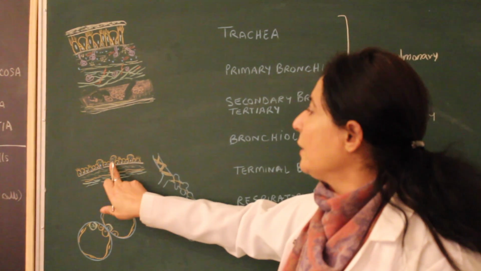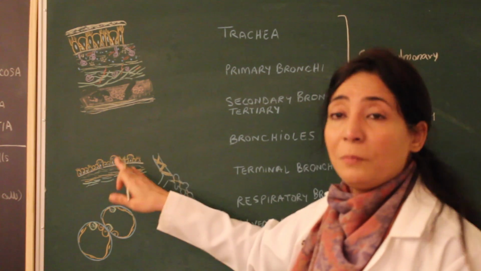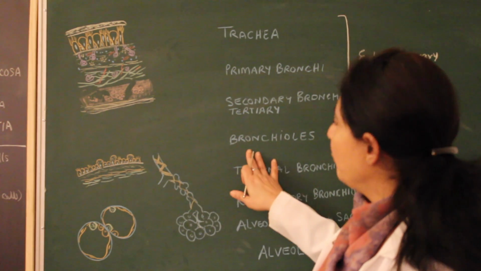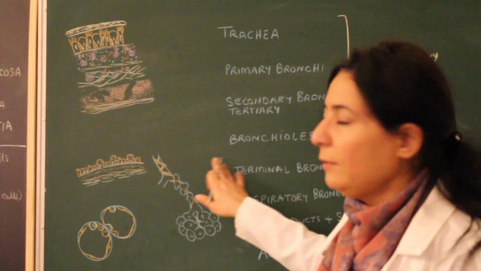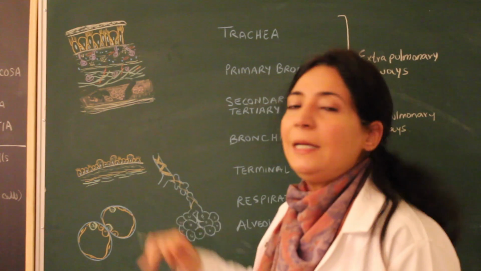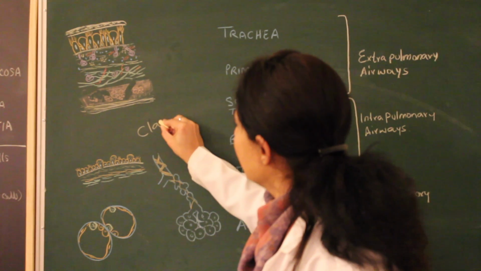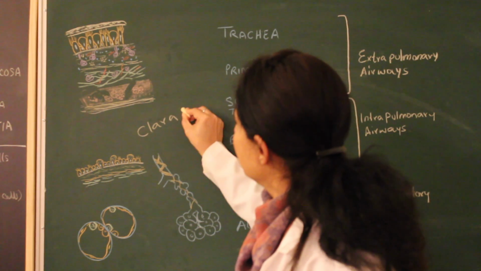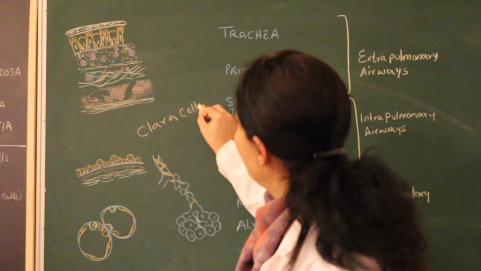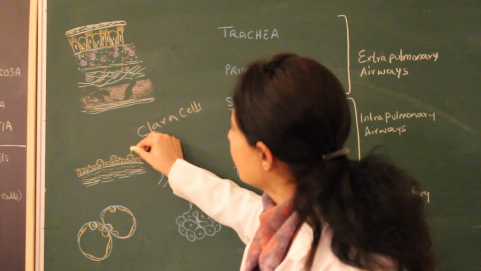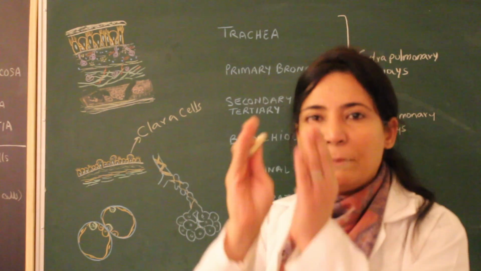Instead of goblet cells, you can see something which is populating this epithelium at the bronchiolar level. These are known as the Clara cells. The Clara cells are sometimes also known as the club cells because they are of the shape of a club.